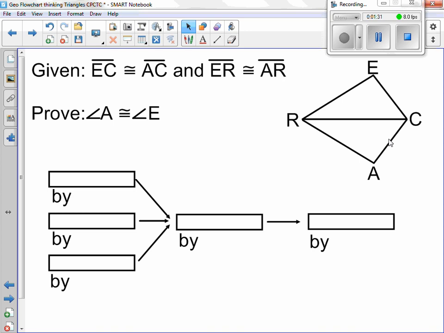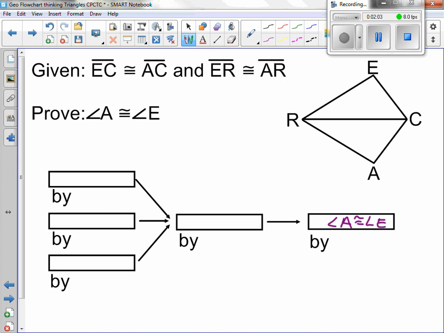And that's all we're going to be doing today. So when we look at this here, we're going to be using this flowchart proof in CPCTC and some of our triangle congruency theorems to prove that angle A and angle E are congruent. Well, I know the last one should be what? Angle A is congruent to angle E. Yes, because that's the last thing we're trying to prove. We're trying to prove that those two angles are congruent.